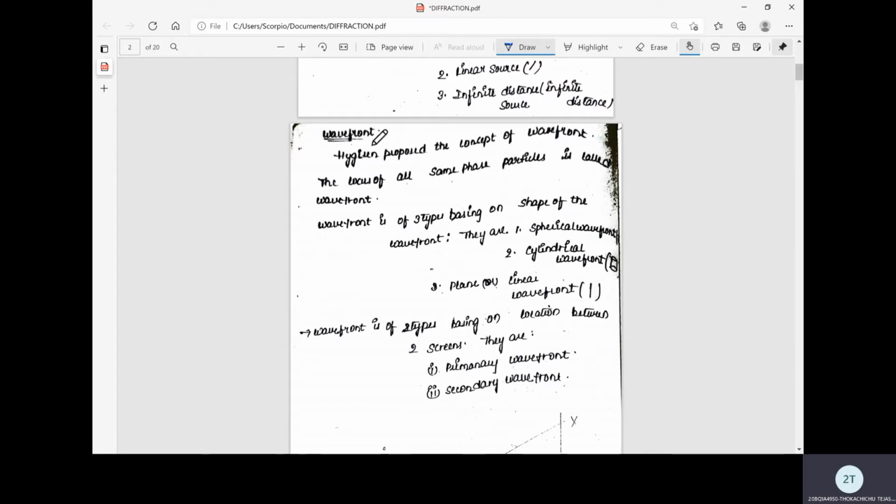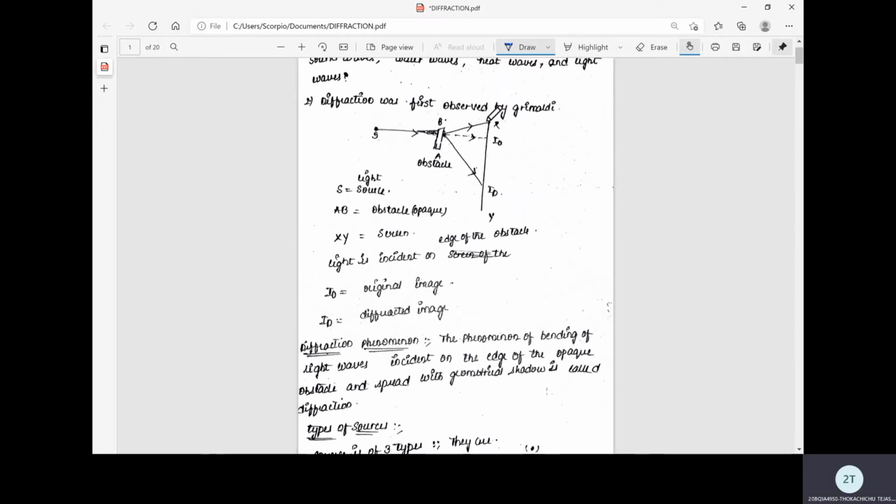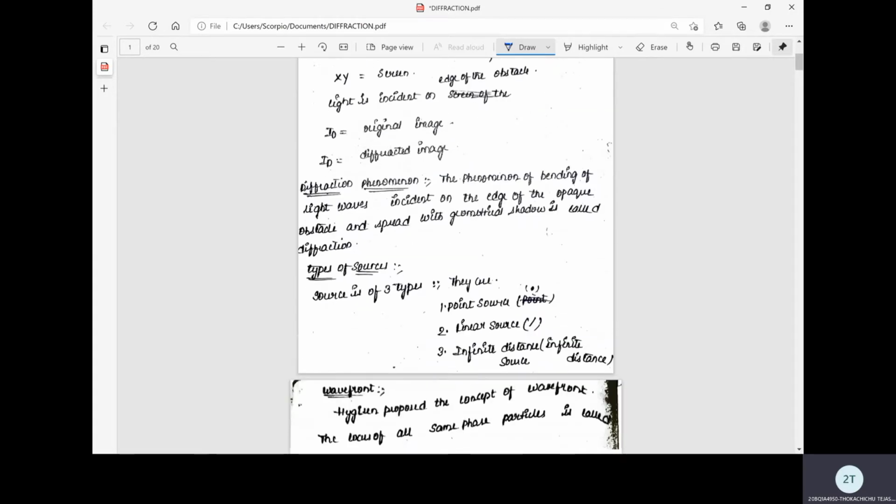And then wavefronts. So, what is this concept of wavefronts? The scientist Huygens proposed the concept of wavefront. The locus of all same phase particles is called wavefront. That is, as we can see in this example one more time, from the source, a light ray is passing in this direction. Even though we only mentioned one light ray in this diagram, there will be, of course, a lot of light rays coming from this light source. That is like this and like this, and all these light rays represent a group of light rays, which is nothing but a wavefront.